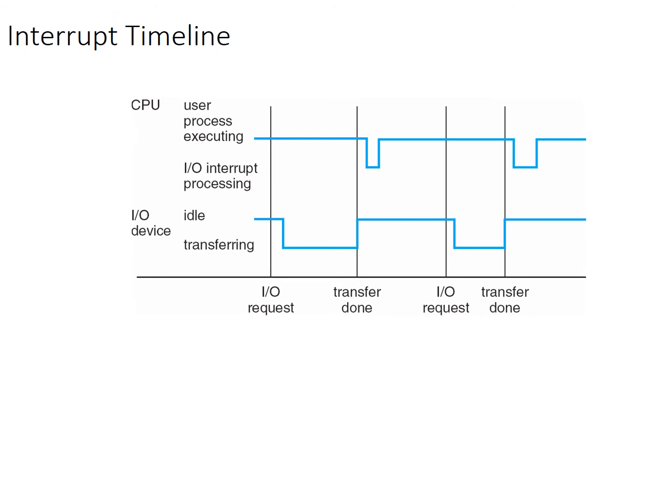Interrupt timeline: CPU, input and output device. The input request, transfer done, and the CPU executing the user process, then input and output interrupt processing and transferring. This is the interrupt timeline.